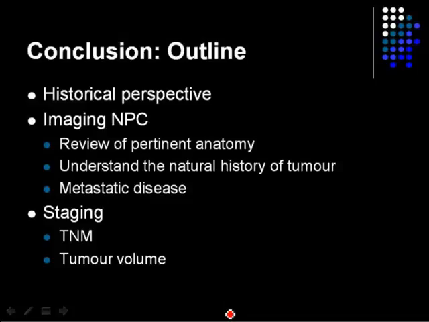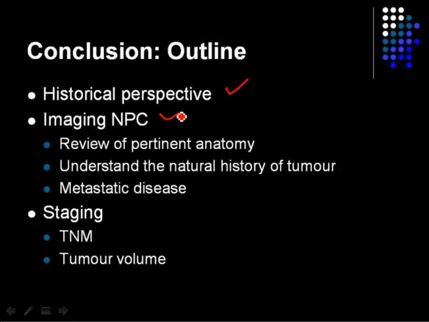So in the end, let me try to recap on what I've touched on. I try to give some historical perspective into this tumor that is essentially an Oriental, Southern Chinese disease. It's a relatively new disease in the sense that it was recorded in history for only about 100 years, because nasopharyngeal carcinoma is a difficult disease to examine without any instrument.